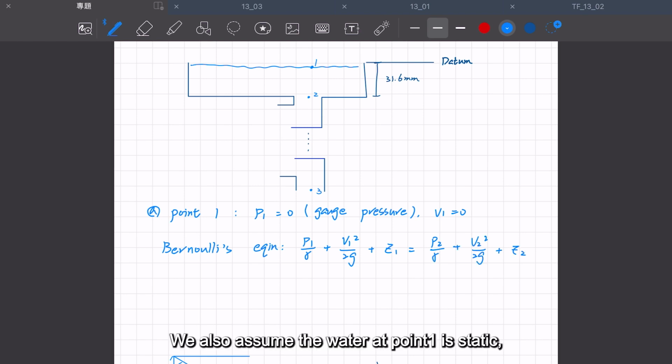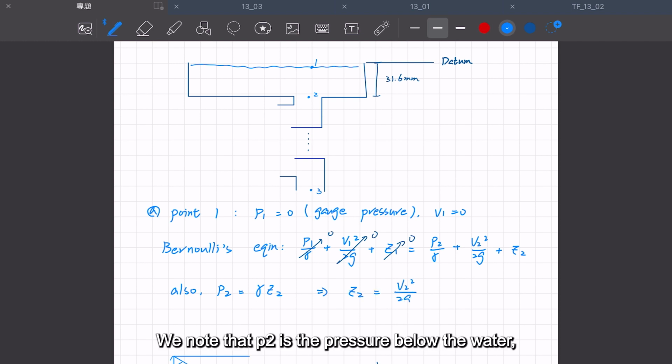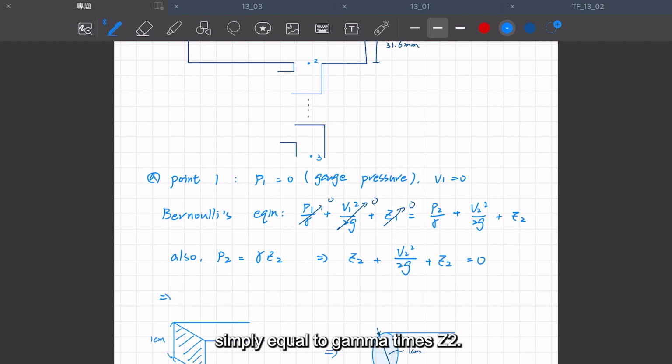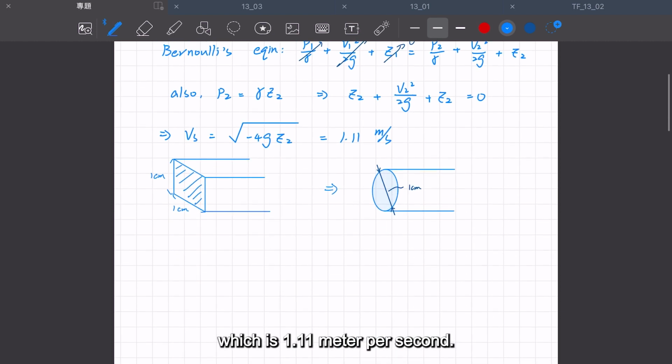We also assume the water at point 1 is static, that is, V1 equals 0 and P1 equals 0, since P1 is gauge pressure. We note that P2 is the pressure below the water, simply equal to gamma times Z2. Plugging this into the equation, and after some calculation, we can acquire V2, which is 1.11 meters per second.